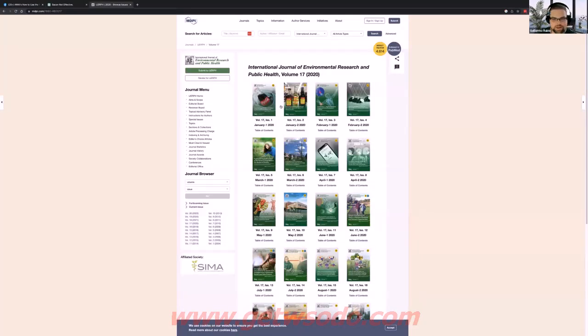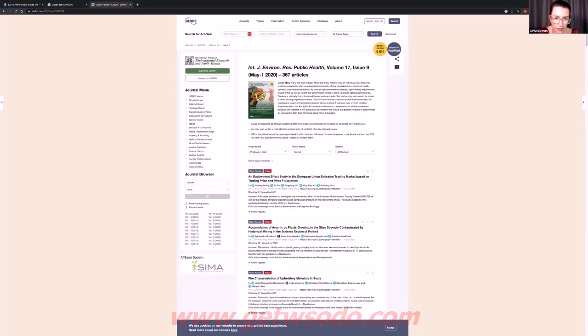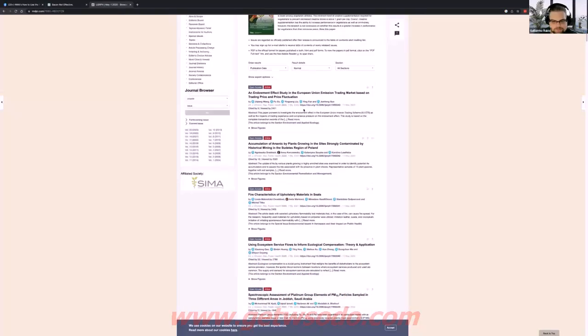All right, so let's go to May, January, February, March, April. So it's going to be one of these two. Let's take a look at the table of contents. Probably this one because it has some food here. And the cover. And so let's see if I see anything about carnivore diet.